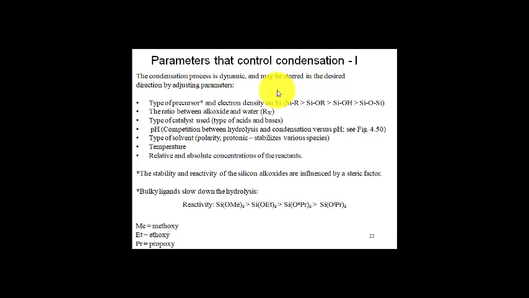So here is a reactivity order of different alkoxides. You can see the reactivity is more for less bulky groups and reactivity is less for more bulky groups. So Me is for methoxy, Et is for ethoxy, and Pr is for propoxy group.